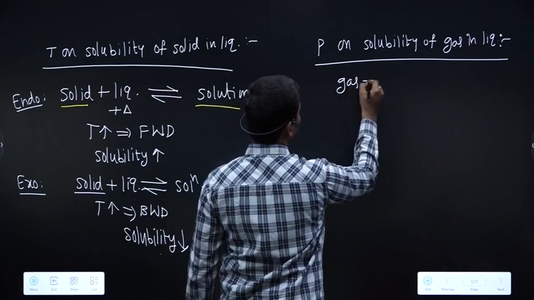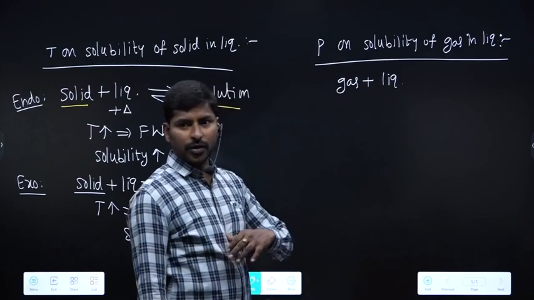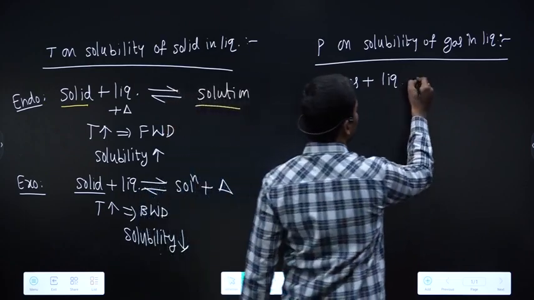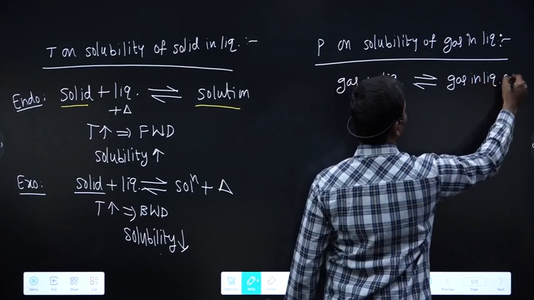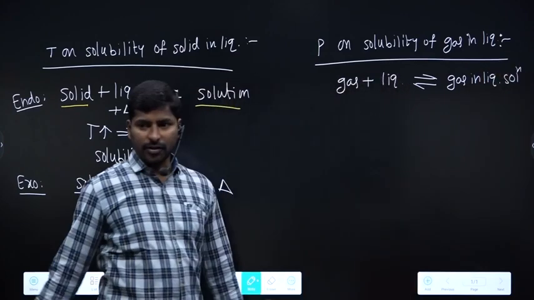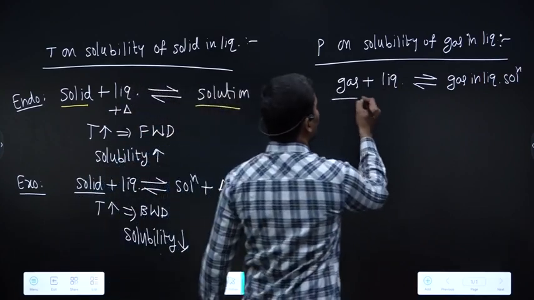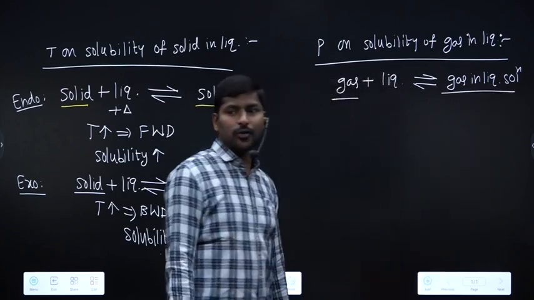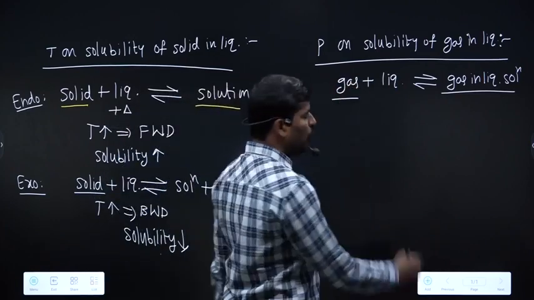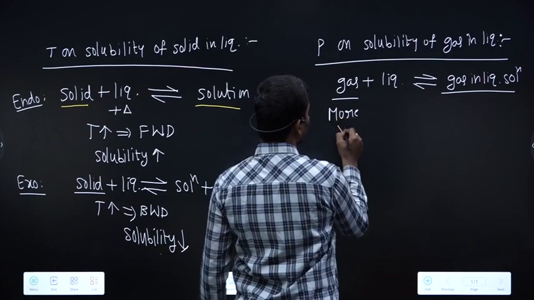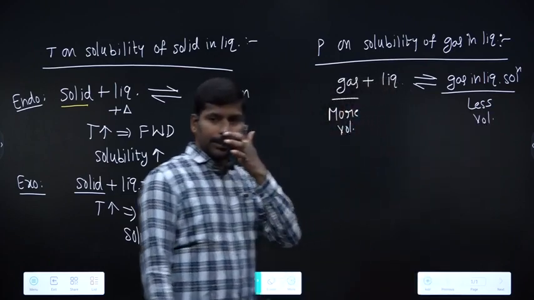So we are taking a gaseous substance and dissolving it in a liquid. So we will get a gas in liquid solution. Whether gas occupies more volume or gas in liquid occupies more volume? Whenever it is in the form of gas, it occupies more volume. Whenever it is dissolved in a liquid, its volume decreases.